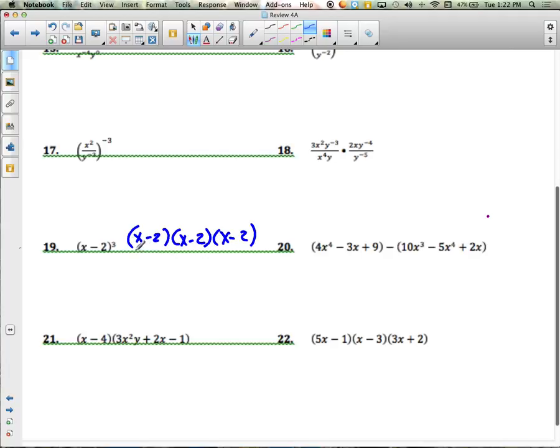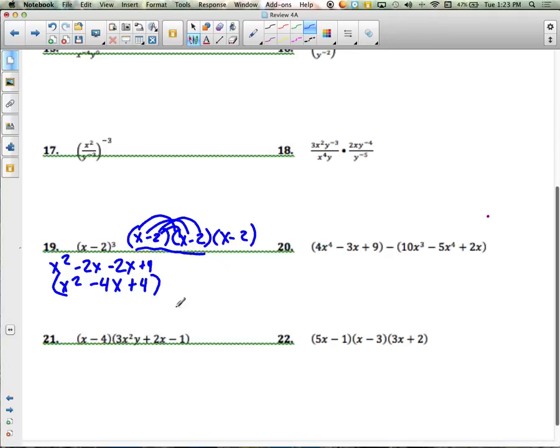So I'm going to take the first two and FOIL those together. x times x is x squared. x times negative 2 is negative 2x. Negative 2 times x is negative 2x. Negative 2 times negative 2 is positive 4. My like terms are in the middle, so that gives me x squared, negative 2x minus 2x is negative 4x, plus 4. So that's what I get when I multiply x − 2 times x − 2.